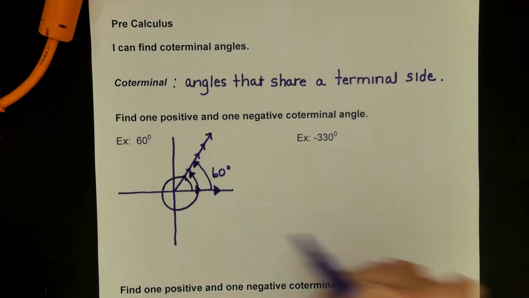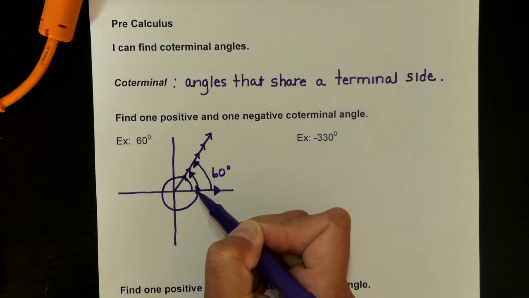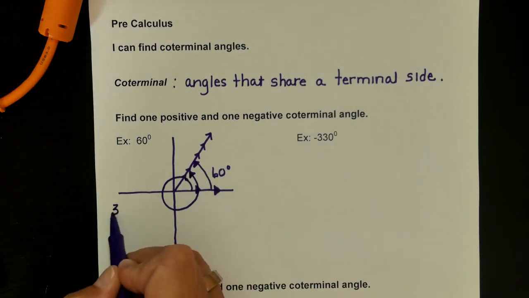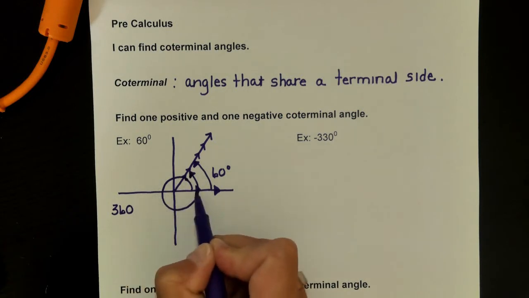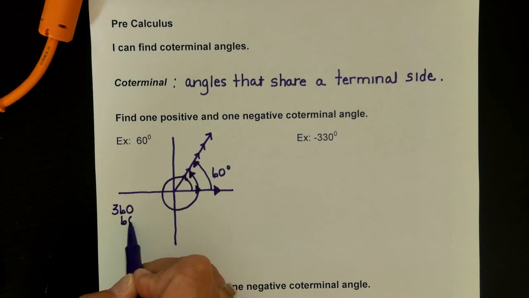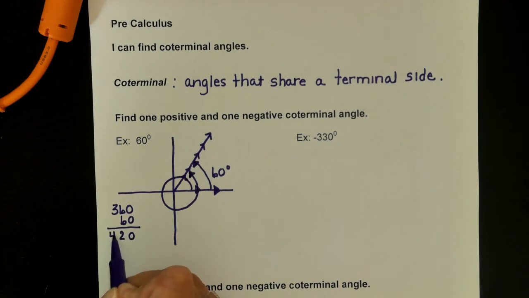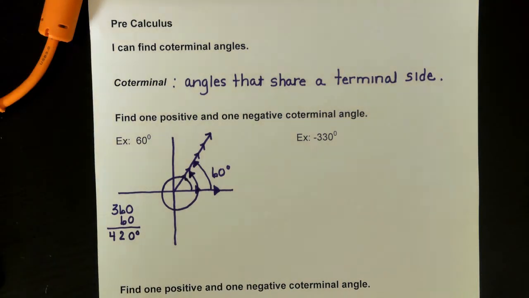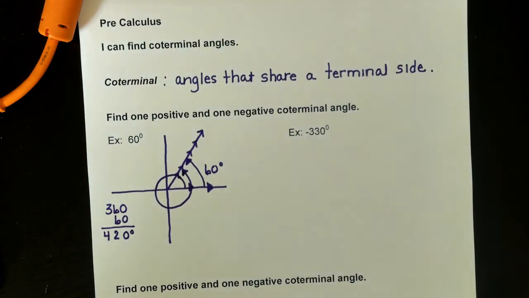Now notice, I went around the circle one full revolution. A circle is 360 degrees. So I went once around, and then I went 60 degrees more. So my positive coterminal angle is 420 degrees. Now let's find a negative one.